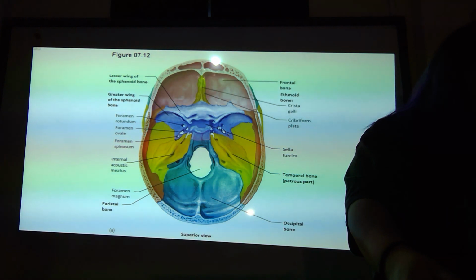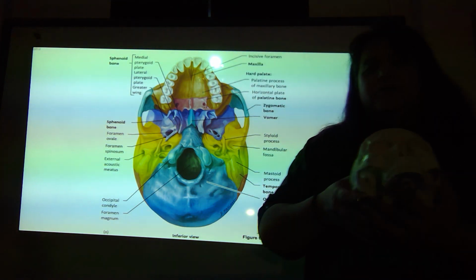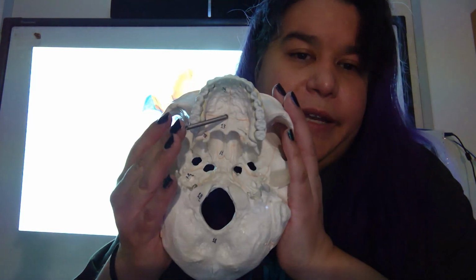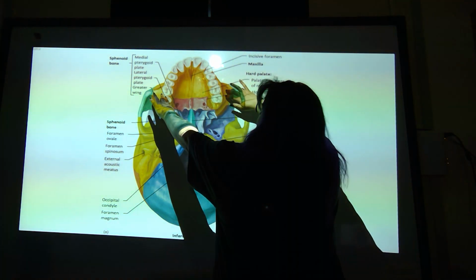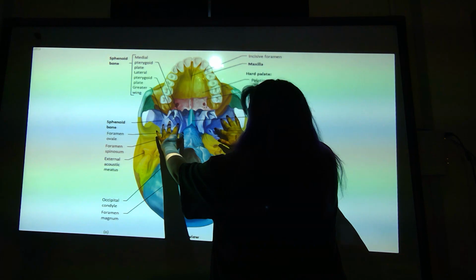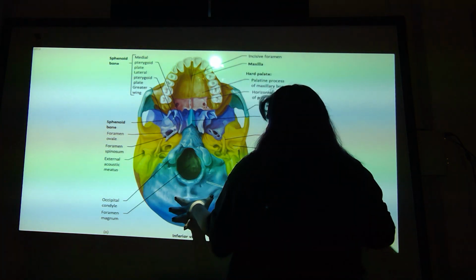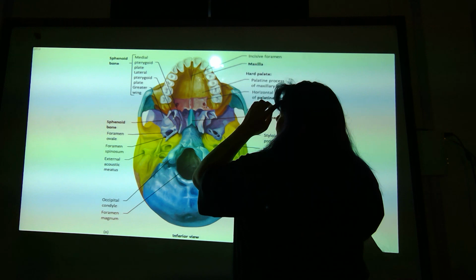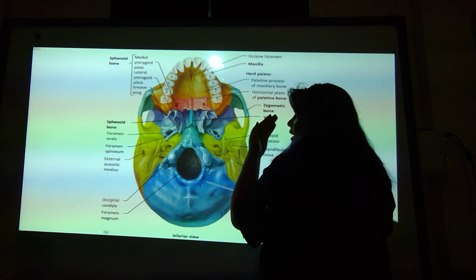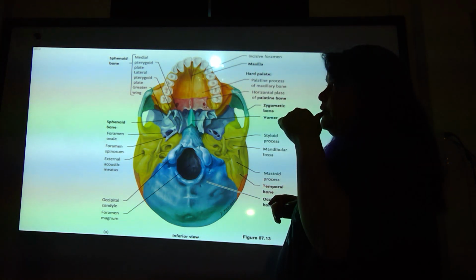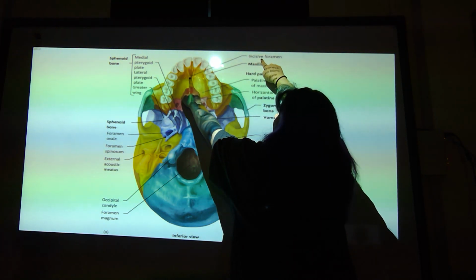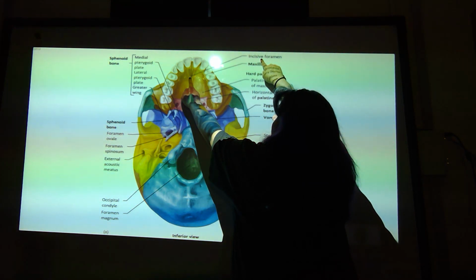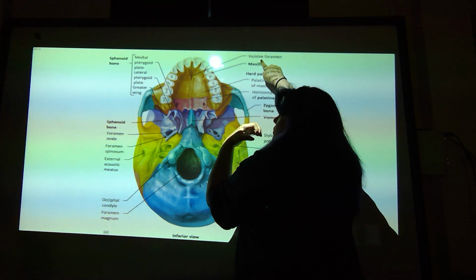Now, underside. Let's talk underside real quick. Again, as far as the big bad bones, maxilla, zygomatic bone, sphenoid bone, temporal bone, occipital bone haven't changed. There's that vomer that we actually saw in the nasal cavity earlier. It's the underside. Here's my maxilla. This is the incisive foramen. Again, entrance and exit for nerves and blood vessels and stuff like that.